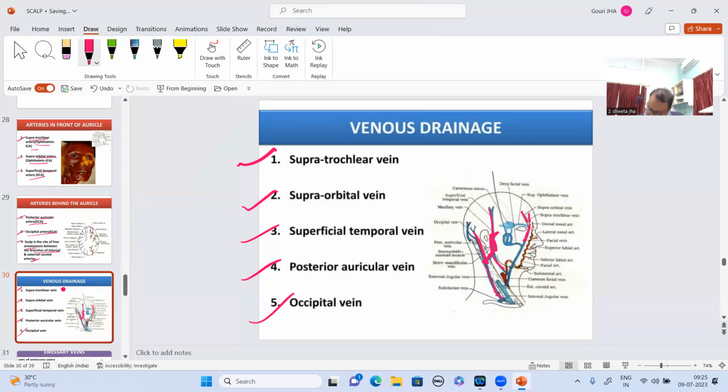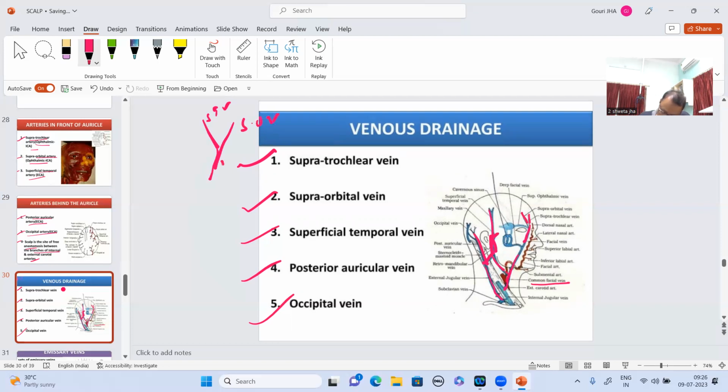And the anterior division will join the facial vein to form the common facial vein, and this will go ultimately into the internal jugular vein. The supratrochlear vein and the supraorbital vein together form the facial vein.